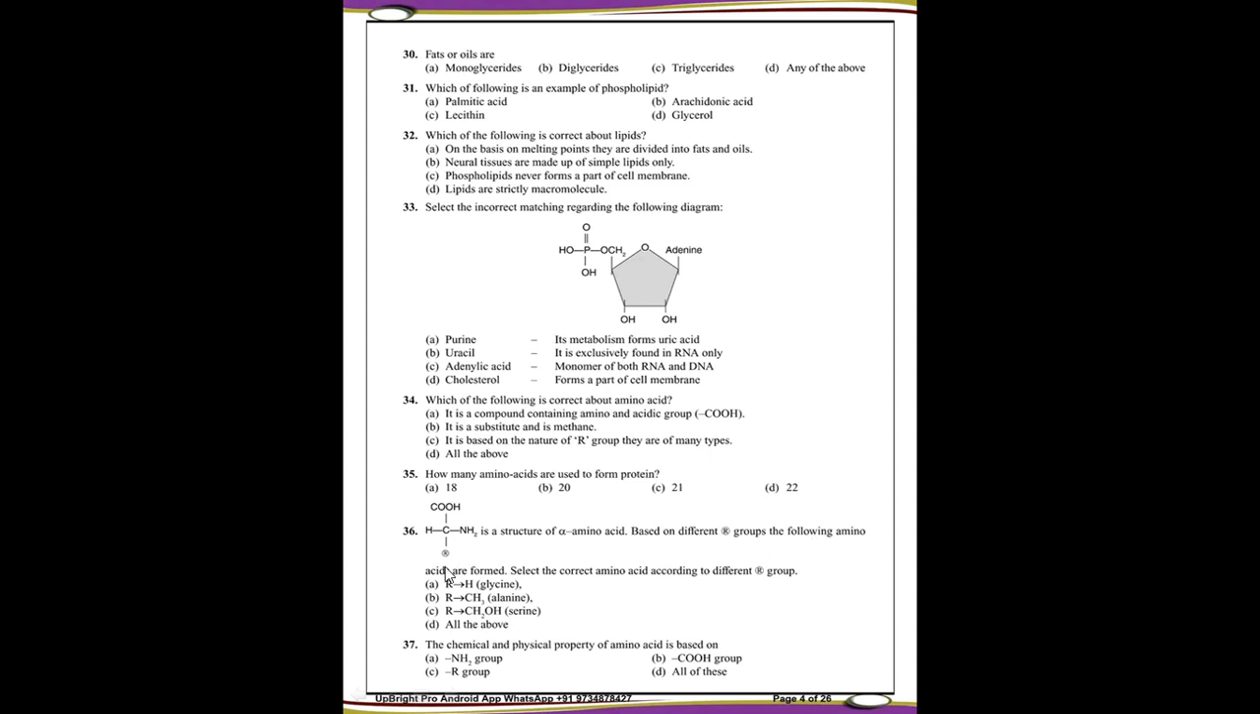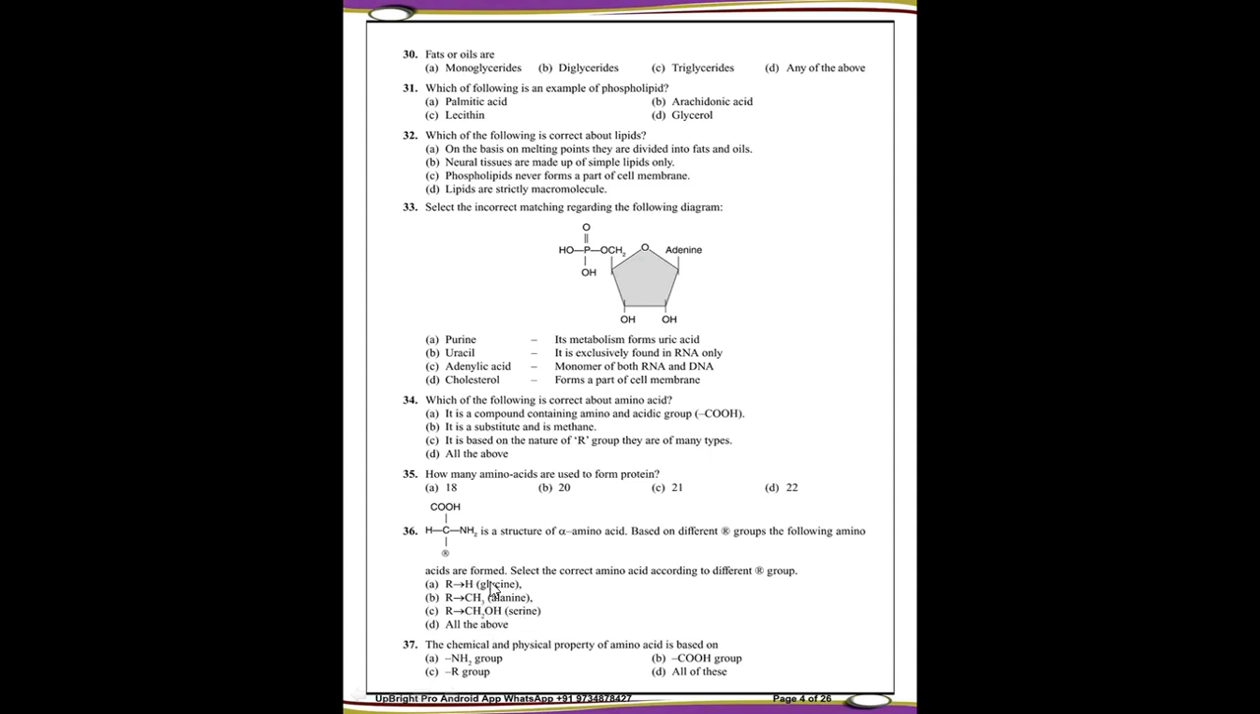So let's see. We should select the correct amino acid according to different R groups here. Okay, so if we have this as a template of all amino acid, this R group. So if the R is H, is it glycine? Yes, it's true. If the R group is CH3, is it alanine? Yes, it's true. If the R group is hydroxymethyl, is it serine? It's true. So the answer is D, all the above.